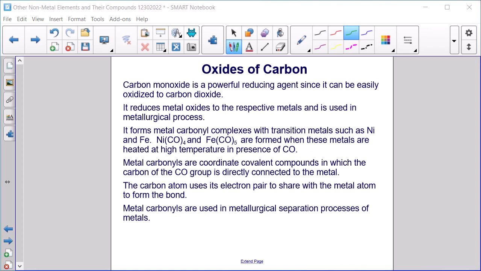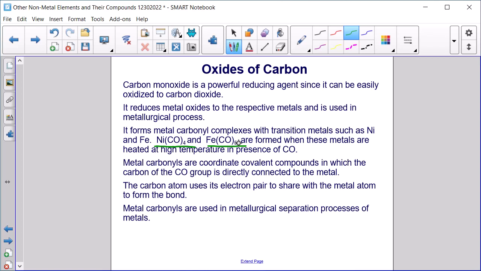Carbon monoxide is a powerful reducing agent since it can be easily oxidized to carbon dioxide. It reduces metal oxides to the respective metals and is used in metallurgical processes. It forms metal carbonyl complexes with transition metals such as nickel and iron, as shown here, where we have these metal complexes with carbon monoxide. They're formed when the metals are heated at high temperature in the presence of carbon monoxide.